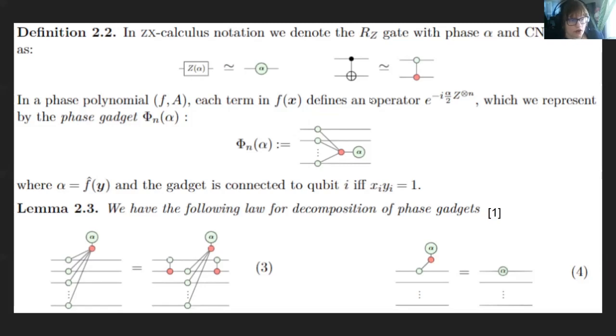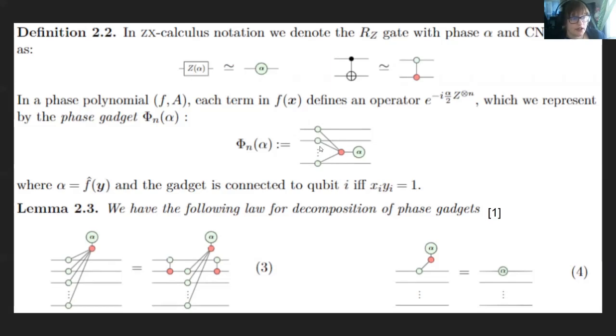Then we can draw each term of f of x in the phase polynomial like a phase gadget, where this alpha is this f hat y that we saw on the previous slide. And each gadget is connected to a qubit like this with a green spider, if and only if the x and the y of this particular index are 1, right?